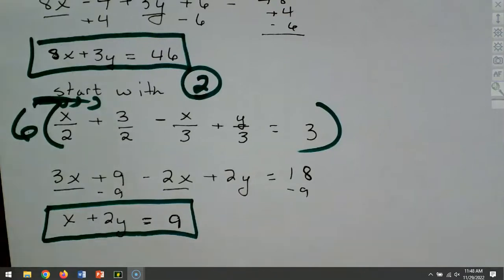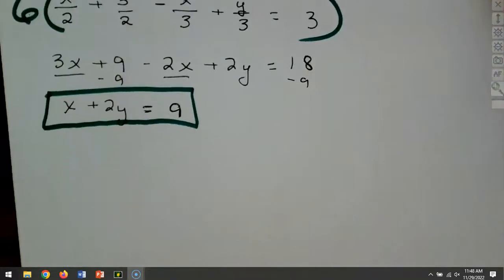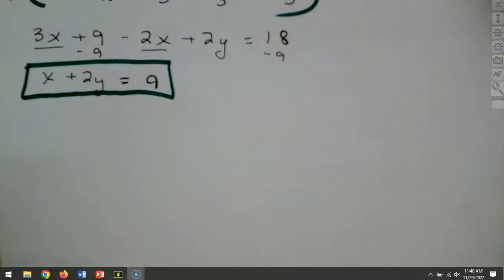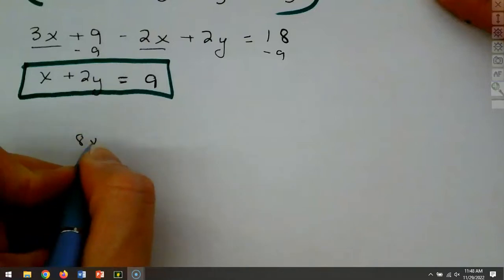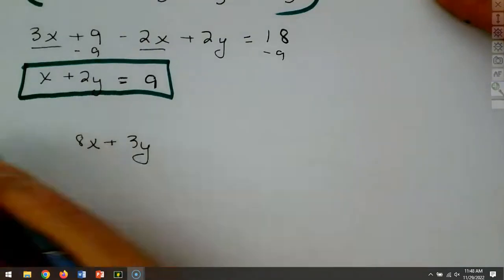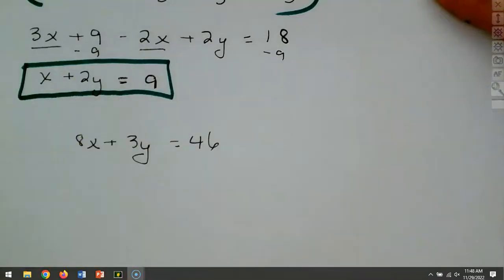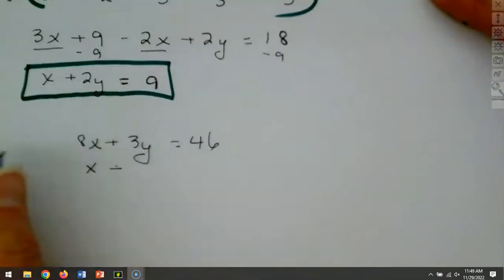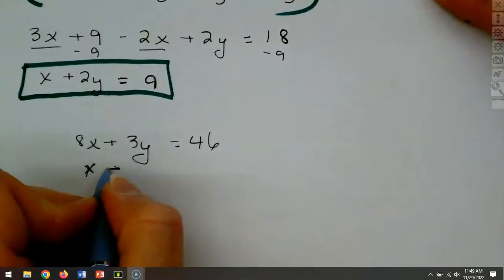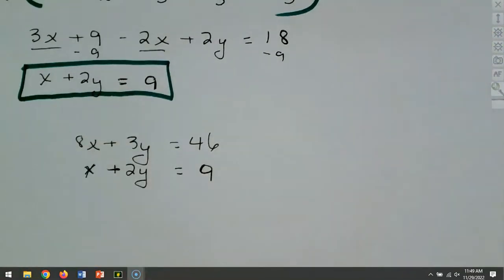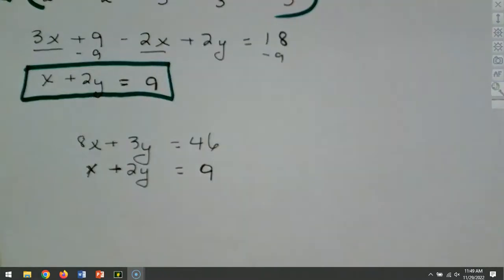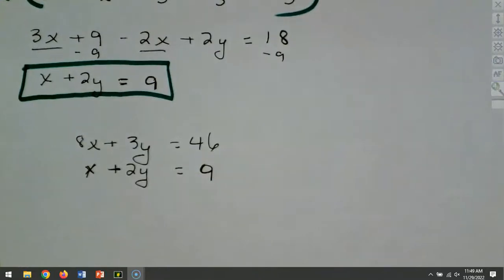So now we've got our 2 equations, which are here and here. Now we're going to use elimination. And that's why I only gave you one of these. These take more time than anything else. So now we're going to work with what we've got. We've got an 8x plus 3y equals 46. And we've got, sorry, not 2x, just an x, plus 2y equals 9. So we condensed it down, we got rid of all of our fractions, and now we're at this point, and we want to use elimination.